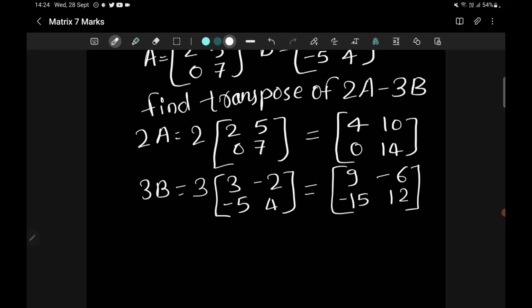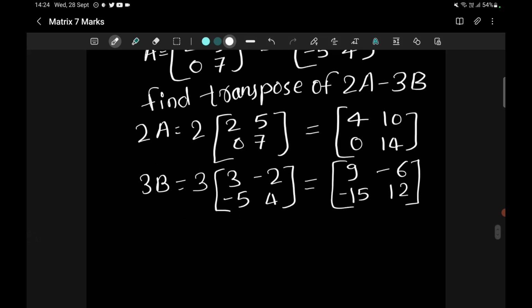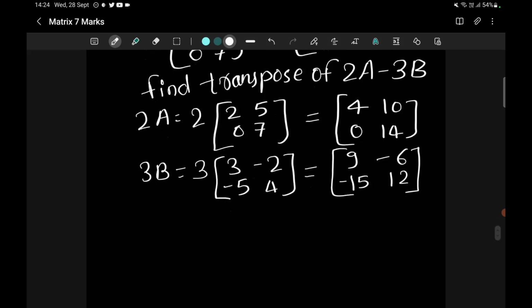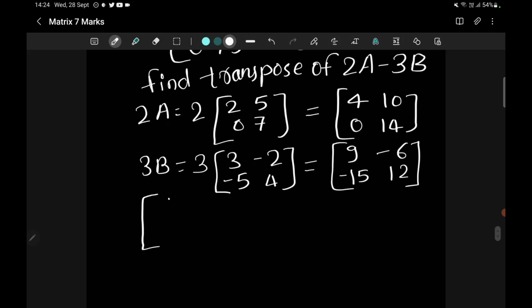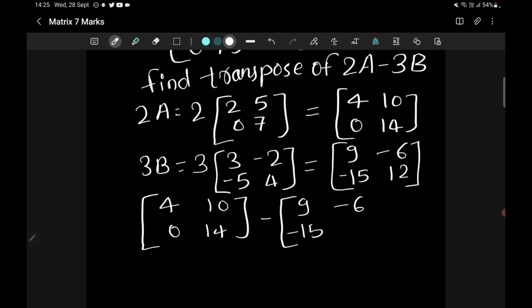Now we got 2A and 3B. Now we have to subtract, 2A minus 3B. Our 2A was 4, 10, 0, 14, minus 9, minus 6, minus 15, 12.